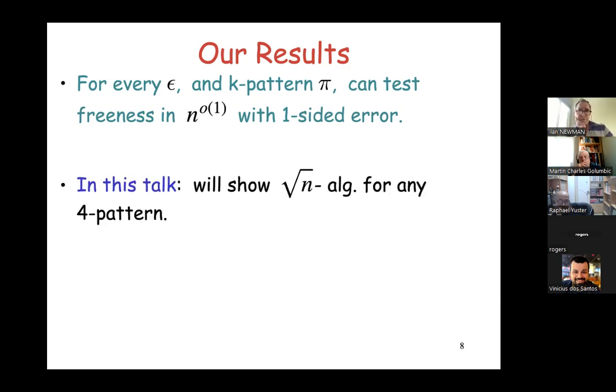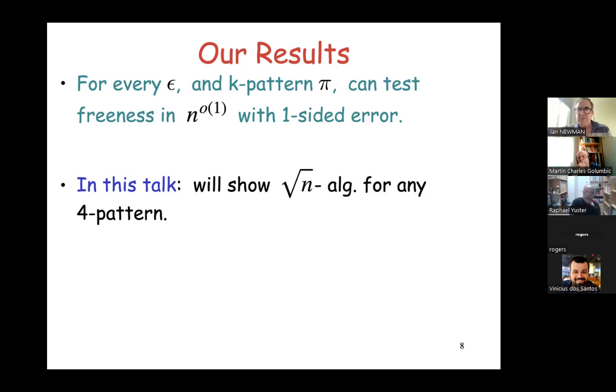Okay, so for the purpose of this talk, I'm not going to aim to do the whole thing here. I'm not going to show the n to the little o of 1 algorithm for every k. I am going to show only a square root of n algorithm, and not for any k, but just for k patterns. And that's already better than the results before.